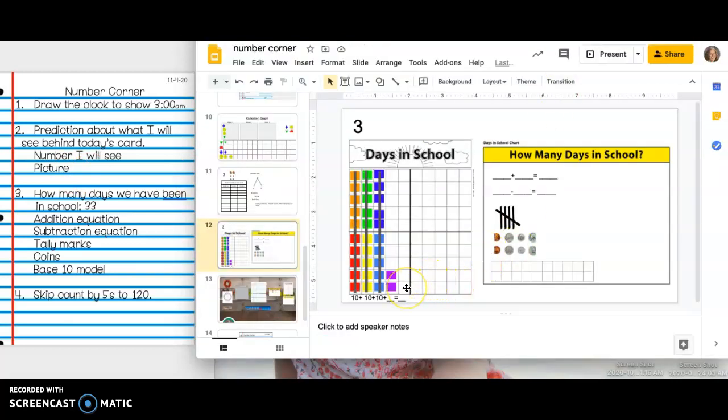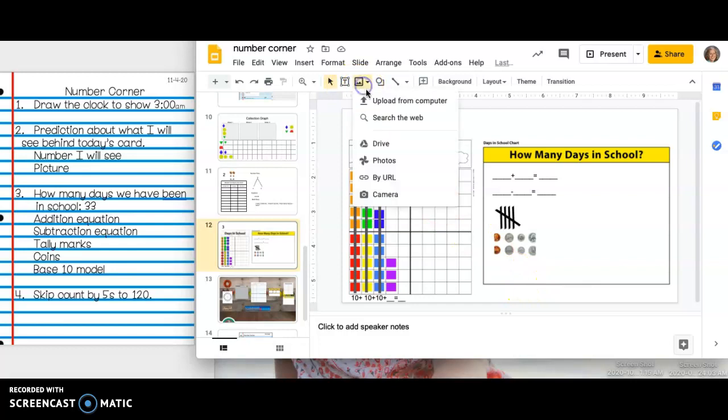Alrighty, friends, yesterday we were in school for 32 days. We are going to add one more day in school, and now we have 33. So for how many days in school, we are going to write an addition equation, subtraction equation, make tally marks to show that number, coins, and then we also need to add base 10.